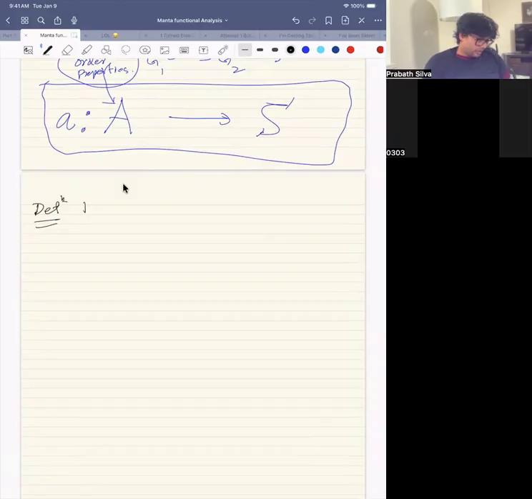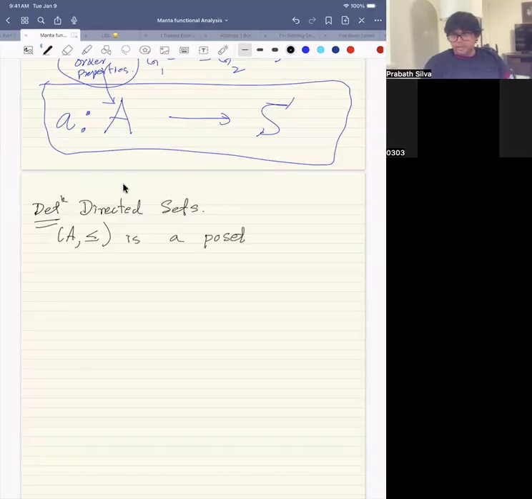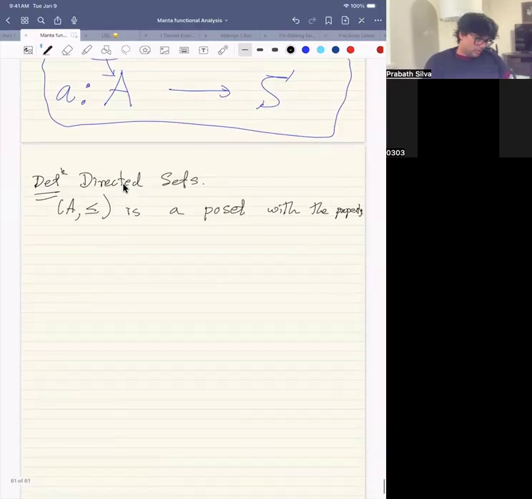Directed set. A is a partially ordered set, poset, with the property that for all a and b in A, there exists c in A such that a is less than or equal to c and b is less than or equal to c.